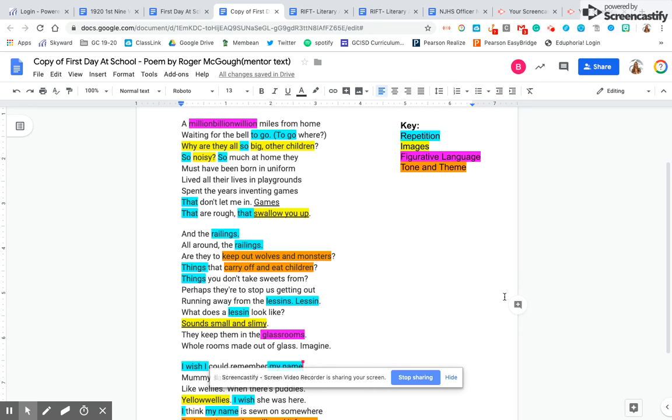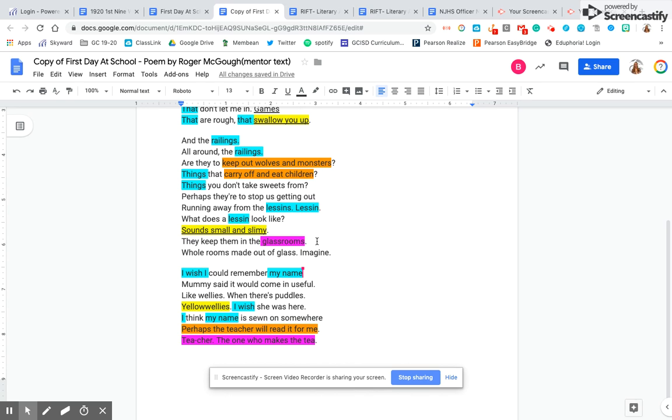Yeah, we can see that there's a lot of play on words that help us realize our speaker is a young child, such as a million, billion, willion. That's obviously the kind of phrase a kid would use. He's getting words wrong, like lesson, going back to that, which was repeated, so we have it blue, but it's also an example of using a word wrong. And classrooms, obviously he's not heard of an actual classroom. And even the last line, teacher, the one who makes the tea, right? We know that teachers are not making tea, but he is unfamiliar with what a teacher is.